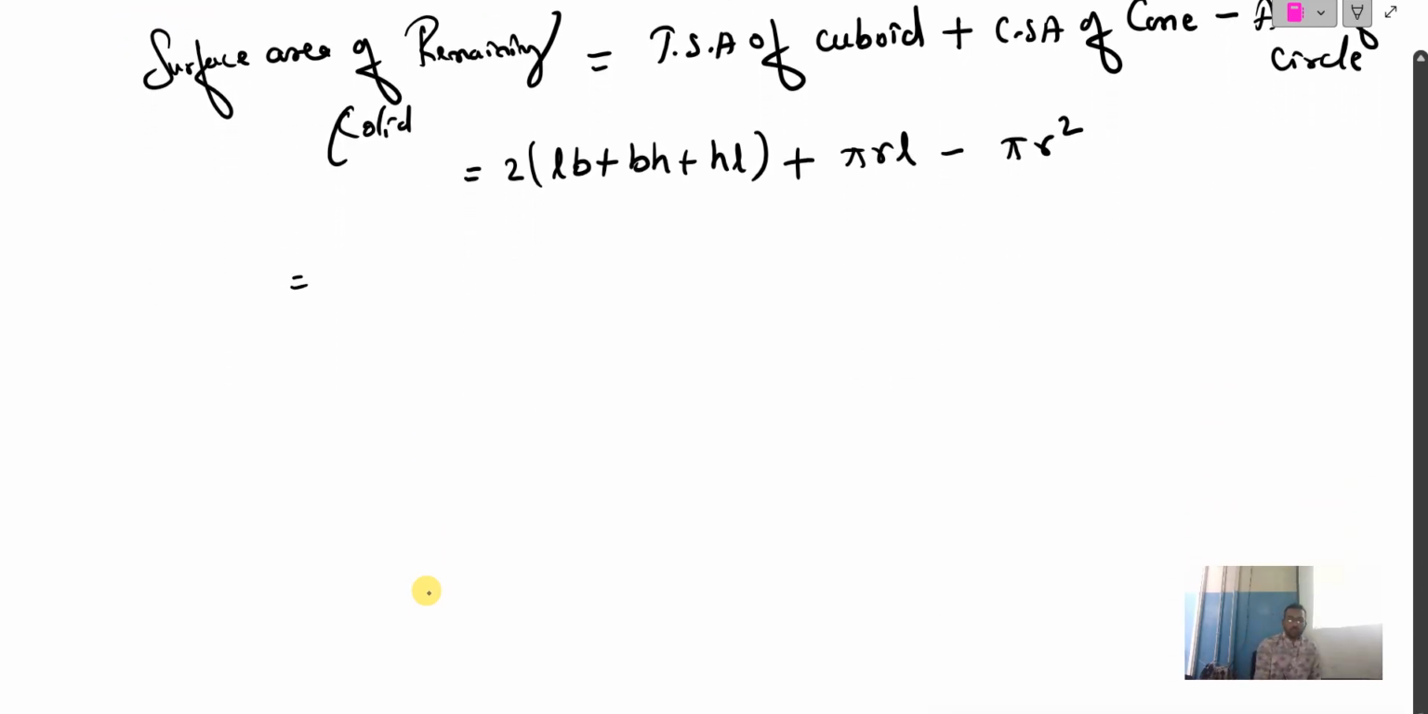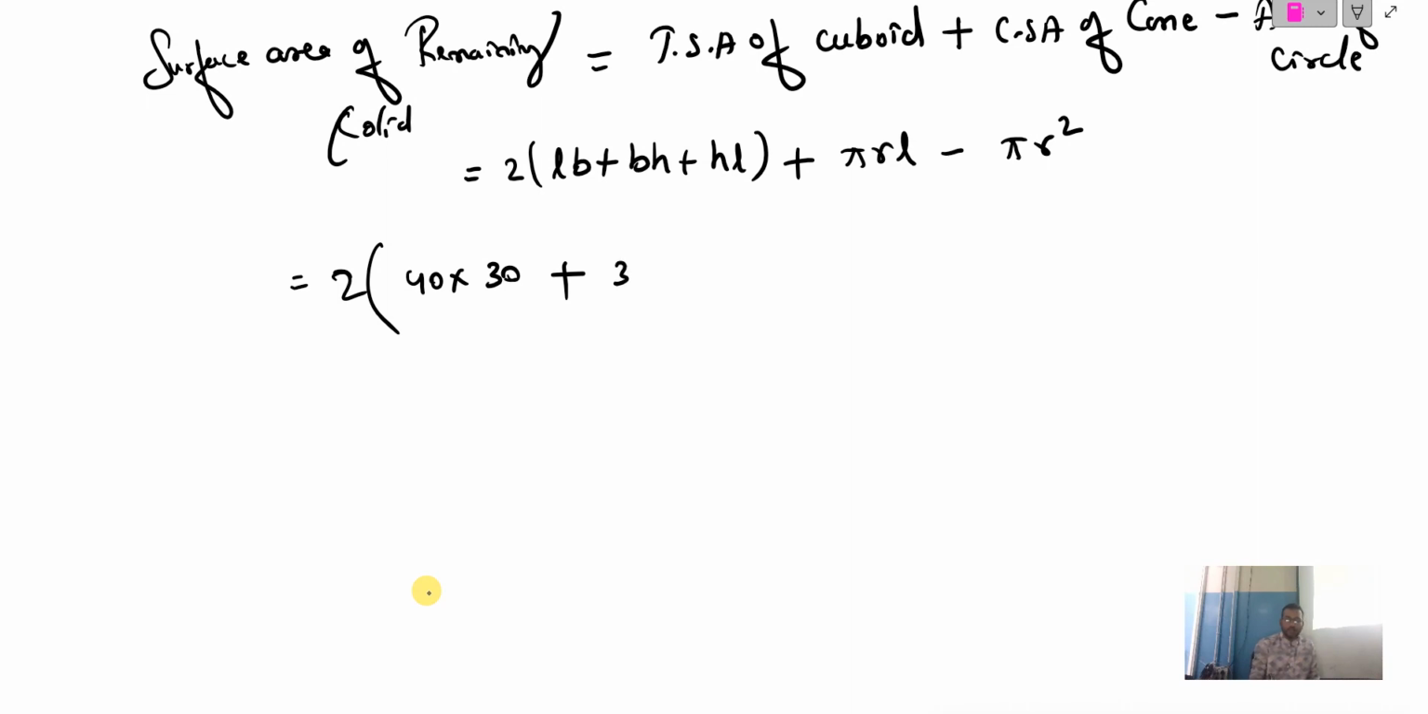Now multiply 2 into 4, 3 are 12, double 0. 30 into 7.5. Check, 30 into 7, how much? 225. 7.5 into 40, 300. Plus pi is 22 by 7.